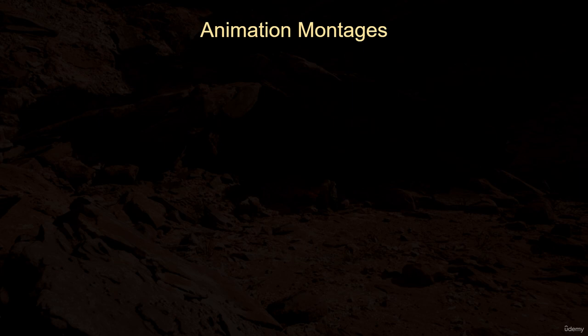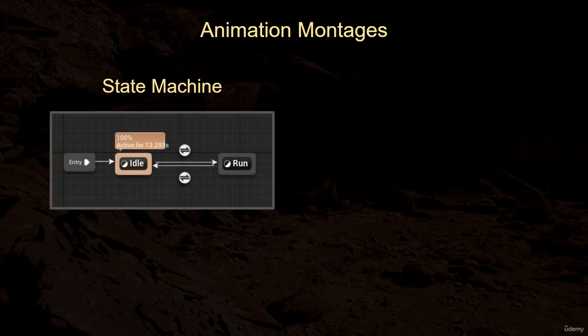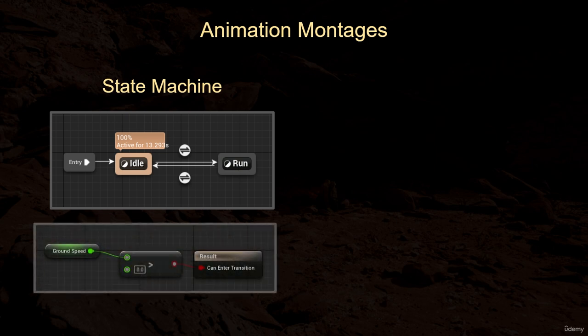Welcome back. In this lecture, we're going to talk about animation montages and what they are and why they're useful. Thus far, we've been using different animation poses based on state machines. We have various states, and each state can contain animation poses, and we switch between these states based on transition rules, which contain conditional logic.